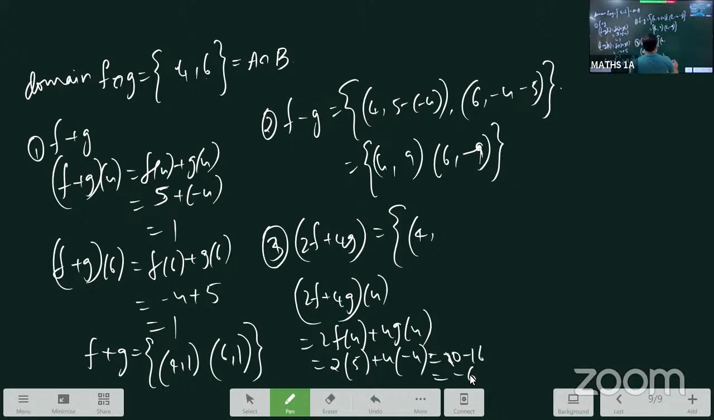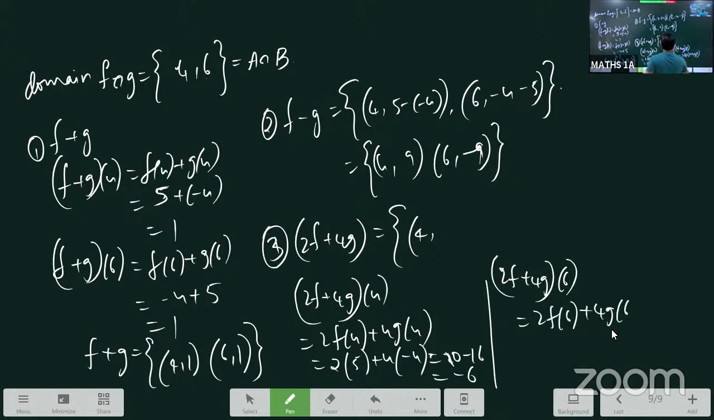Is it clear? Similarly, I should go for 2f plus 4g of 6. That is 2f of 6 plus 4g of 6. 2 into what is f of 6? Minus 4. And g of 6 is how much? g of 6 is 5. So what am I going to get there?